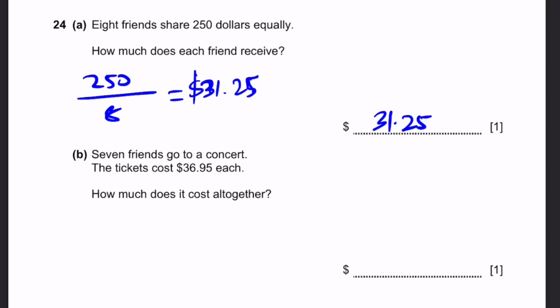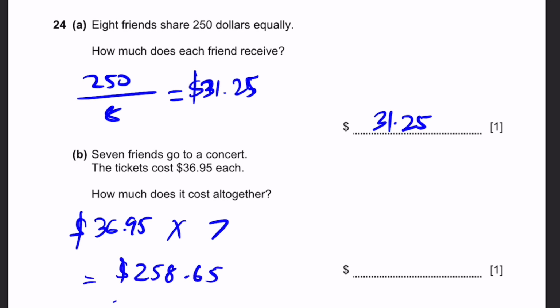B. 7 friends go to a concert. The tickets cost $36.95 each. How much does it cost altogether? That will be $36.95 into 7 people. That will be $258.65. That's the answer.